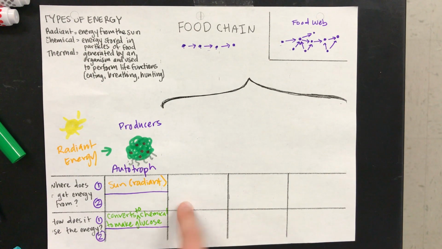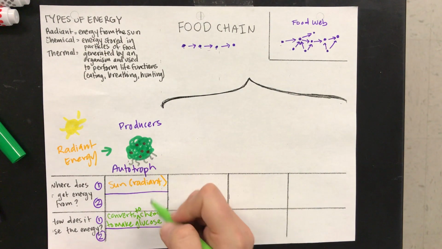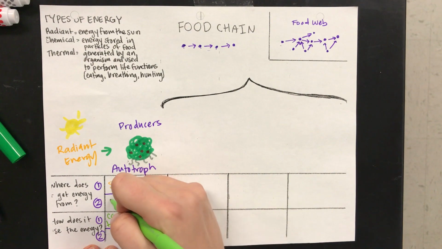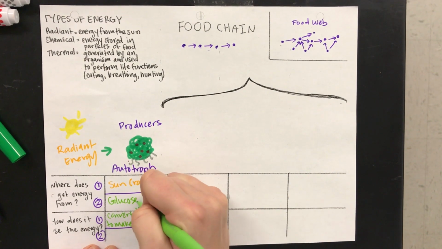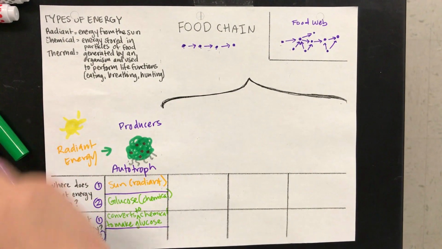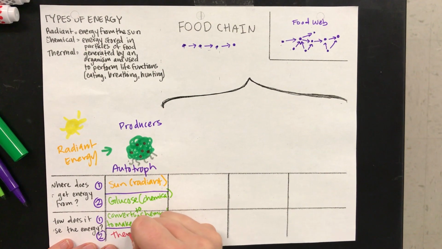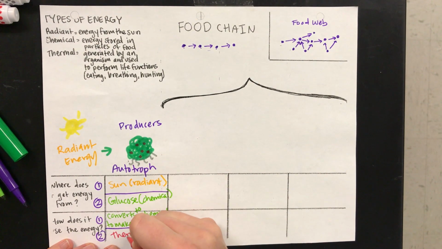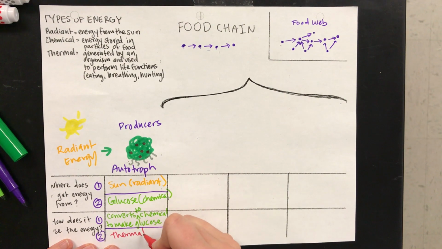Now, the plant's gone through photosynthesis. It's taken that radiant energy and converted it to chemical energy, but now it's still got to go and live its life. So we're going to say that the producers are going to convert that glucose, again, which is chemical energy, and they're going to convert it to thermal. Let's rephrase that. So they're going to take that chemical energy, convert it to thermal.